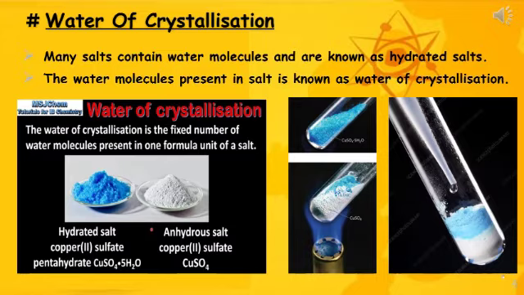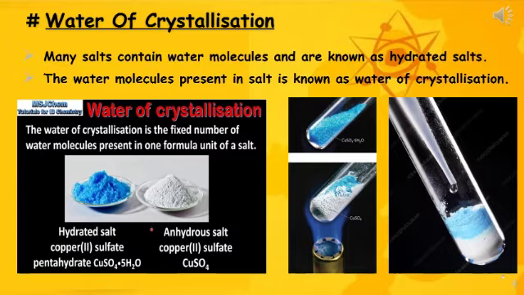If we take the example of copper sulfate, it contains 5 water molecules. So the hydrated salt of copper sulfate is pentahydrate, CuSO4.5H2O, and it is blue in color. It is in the form of crystals. When we heat that pentahydrate copper sulfate, it will become white in color. As you can see in the picture given, it becomes white, or you can say anhydrous salt.